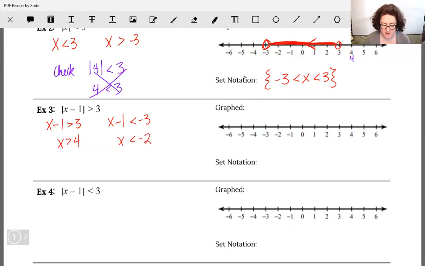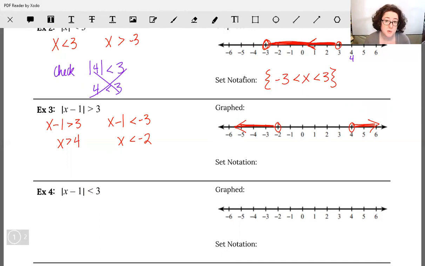So again, let's see where these are happening on the graph. So x is greater than 4. Again, no equal sign, so we have an open circle, and we're going above 4. We have x is less than negative 2. Again, open circle, less than negative 2. And again, we don't have any overlapping sections, so we could pick either one section or the other.